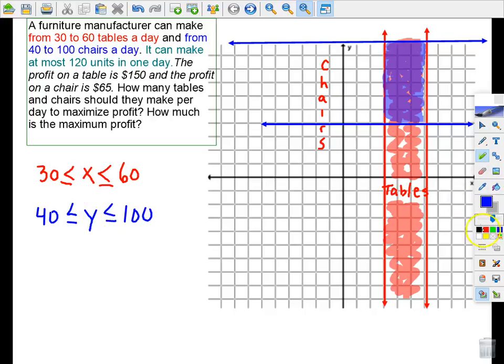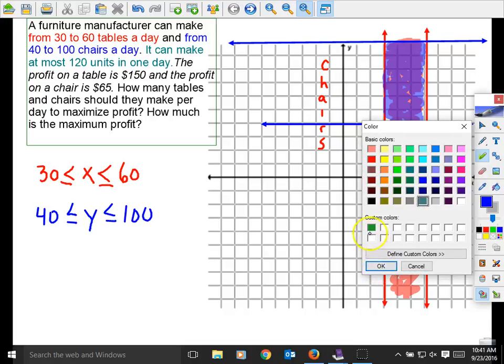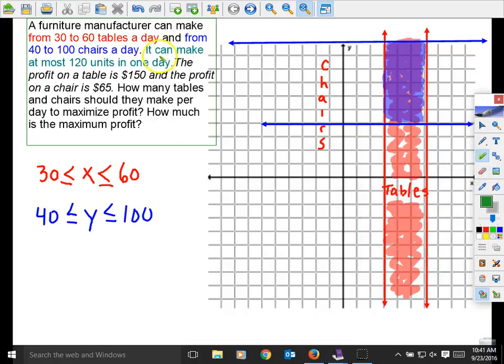All right, let's take care of the next phrase. The next phrase says, if we took the number of tables and chairs together, added them up, the most we could make a combination of the two would be 120. So does anybody have an idea of how we can represent that as an inequality? Tables, chairs together, at most, we could make 120. So anybody want that as an inequality?